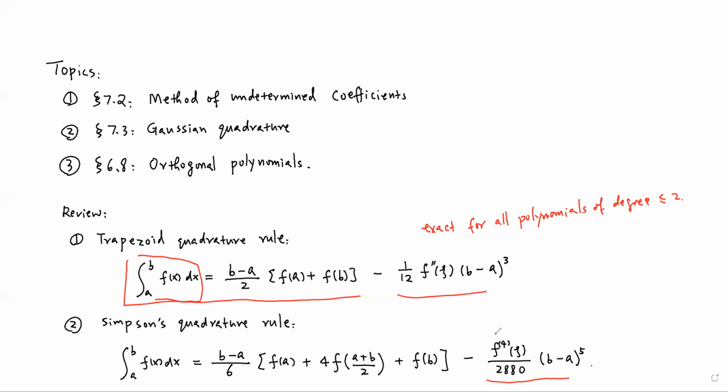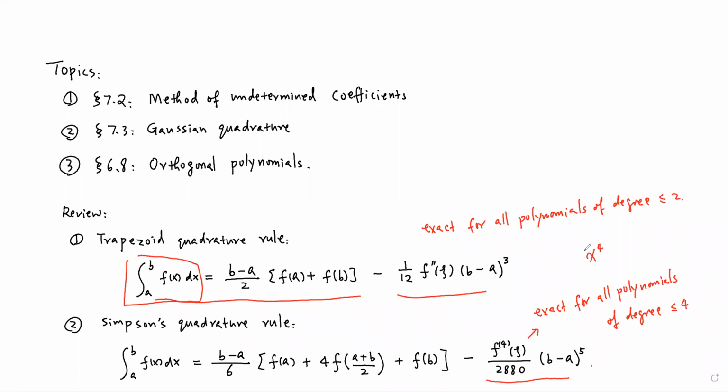For Simpson's rule, the error term involves the derivative of order 4. So Simpson's rule is exact for all polynomials of degree not greater than 4, right? Am I right?